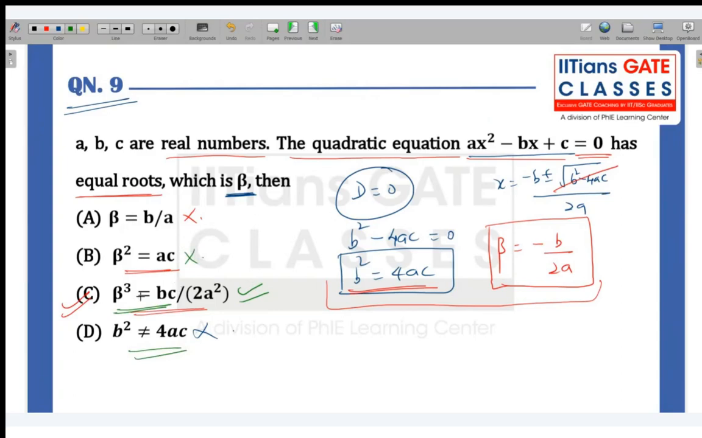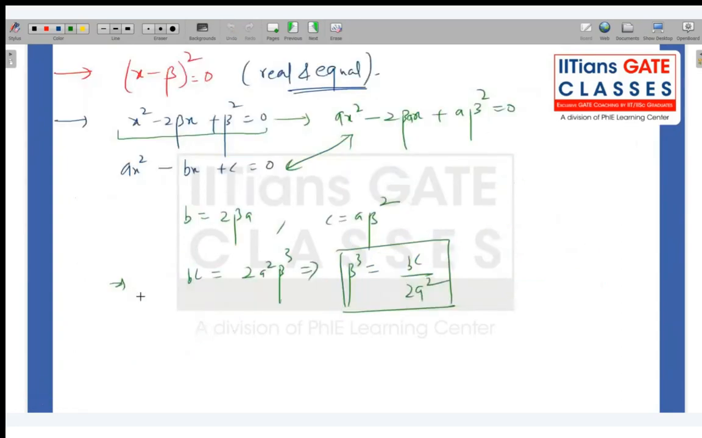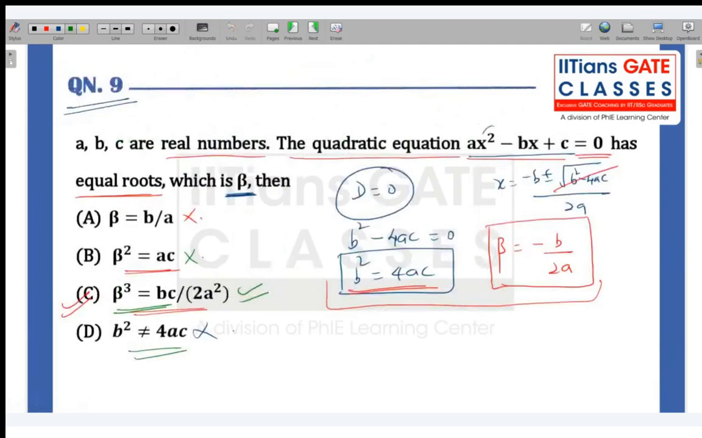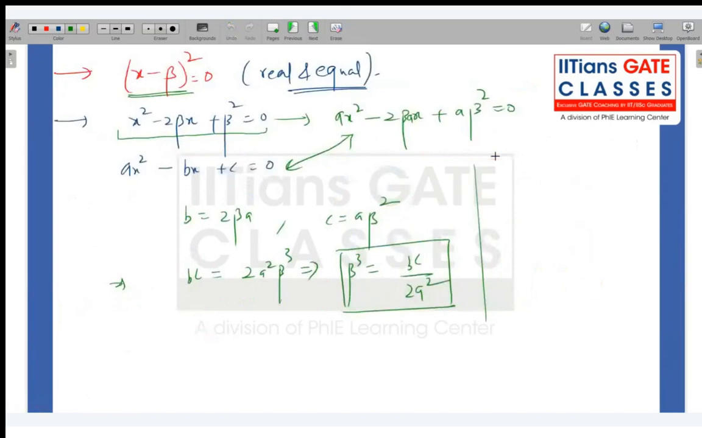But if you want to find it, if the roots are the same, there are two roots because this is a quadratic equation. So you can relate this, find the quadratic equation, and then compare with that. Multiply with a, so ax square minus 2 beta ax plus a beta square, and this is going to be this. I believe now this question is okay, right? Can we move to the next question? Everybody understood this question, guys?